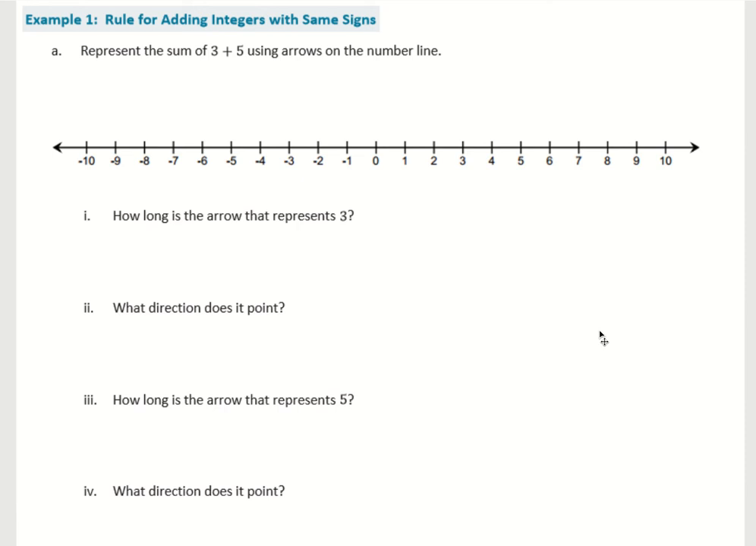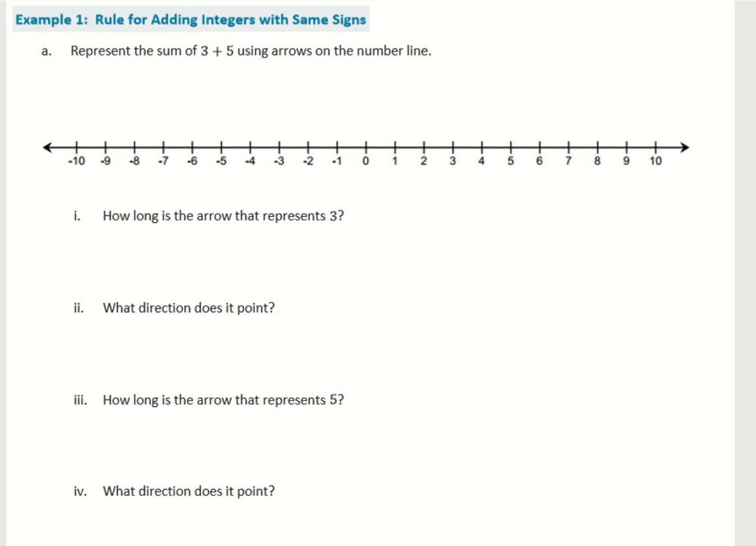So for example 1 over here, we're going to be making our rule for when we're adding integers with the same signs. Up first, it says, represent the sum of 3 and 5 using arrows on the number line. This should be pretty easy for us. This is just normal old addition with normal old positive numbers, so we should know, without a doubt, how to do this.